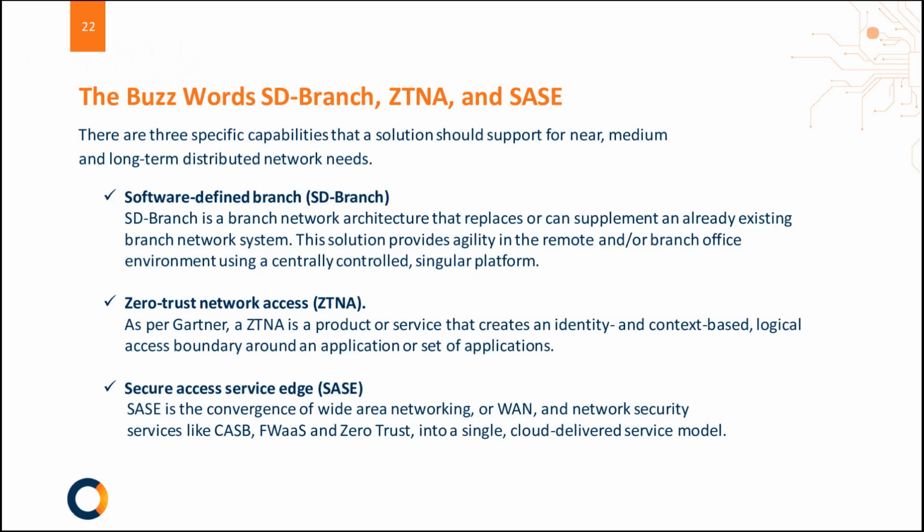So then the zero trust network access. I think we are running out of time. So just quickly, as per Gartner, a ZTNA is a product or service that creates an identity and context-based logical access boundary around an application or set of applications. So what ZTNA cannot see, SASE can see, in a nutshell. SASE is the next level. SASE is the convergence of wide area networking or WAN and network security services like cloud access security broker, firewall as a service, and zero trust into a single cloud delivered service model.